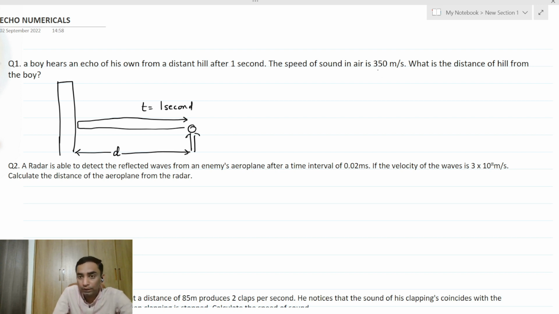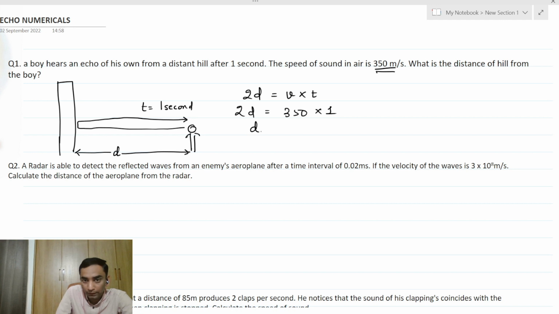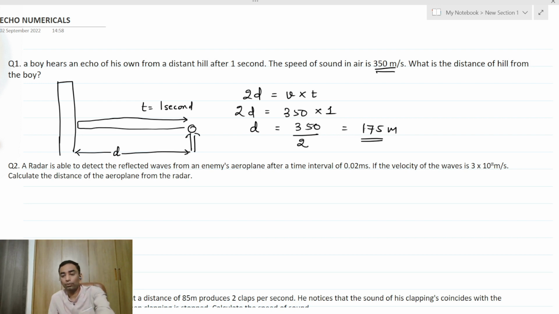The speed is given to you as 350 meters per second. Find the distance. So of course the sound has traveled twice the distance, that is equal to speed multiplied by time. So 2d is equal to speed, that is 350 meters per second, and the time is given as 1 second. So the second would go off and distance would be equal to 350 divided by 2. If you solve this, 350 by 2 is 175 meters. That is the answer to our problem. So the hill is at a distance of 175 meters away from the person.